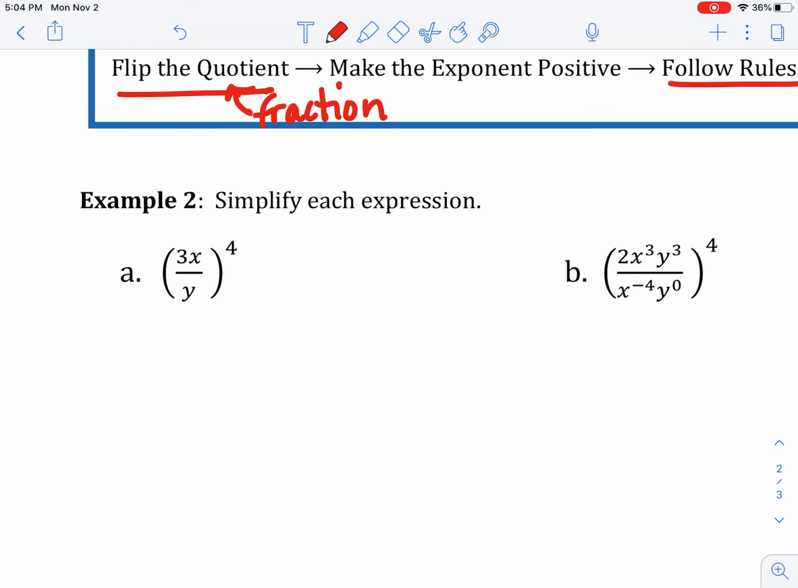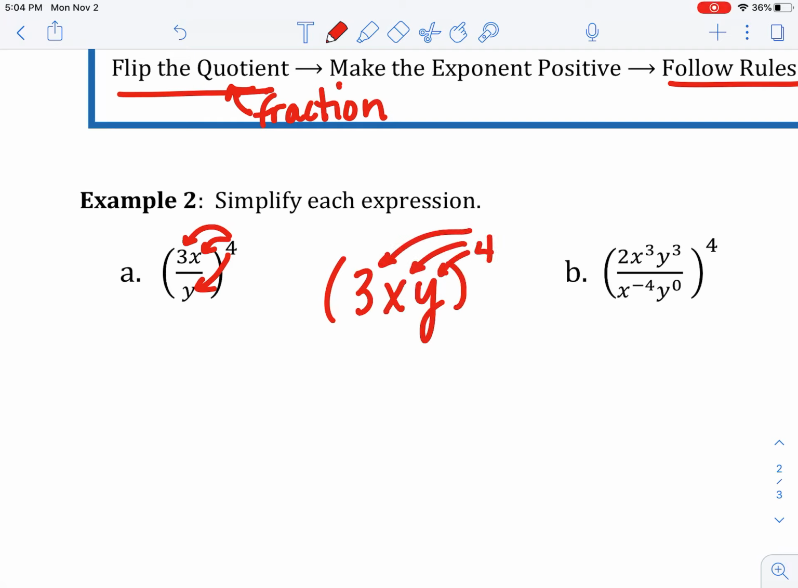In 2a, we have 3x over y, to the 4th power. So we're going to distribute that 4 to the coefficient and to all the variables. Remember, that's the same rule we did when we were multiplying. If we had instead 3xy to the 4th power, you would distribute that 4 to everybody, right? But this time we're dividing, but it's still inside parentheses. The parentheses mean everybody's getting taken to the 4th power.